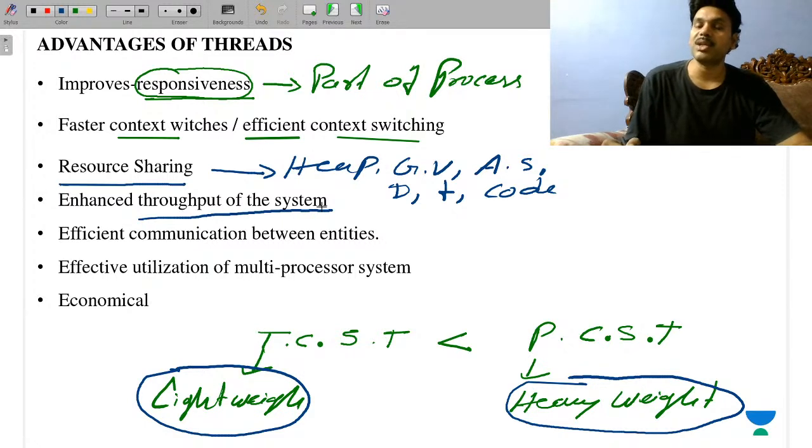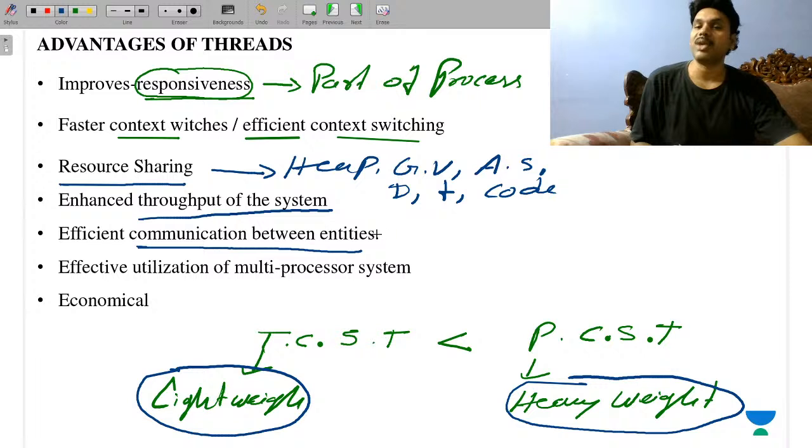Why can throughput be increased? Because in a quarter of the time I am able to complete your process. If I am executing the entire process, it takes a lot of time, but because I am taking only a quarter of the time, I am able to complete the entire process, because of using a what? Multiprocessor structure. And effective communication between entities.